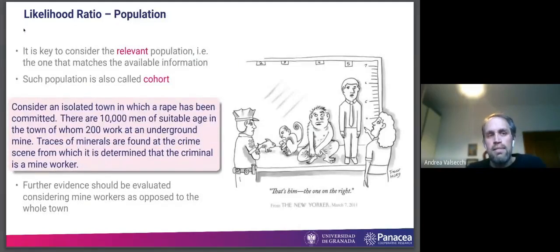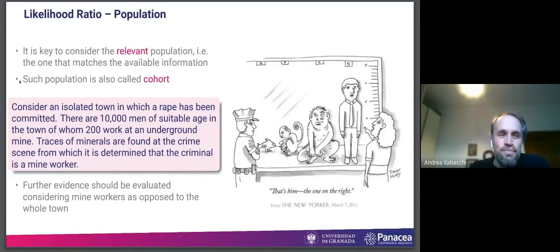One of the elements that I've mentioned, but we didn't really go deep about, is the population. According to the MC guideline, a key aspect of applying likelihood ratio is considering the relevant population, which means the population that matches the available information about the case. Such population is also called cohort. On the right side, you can see an example where the population was not chosen wisely, and as a result, it's very easy to identify the incorrect person.